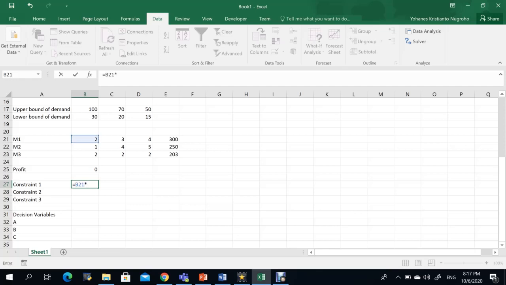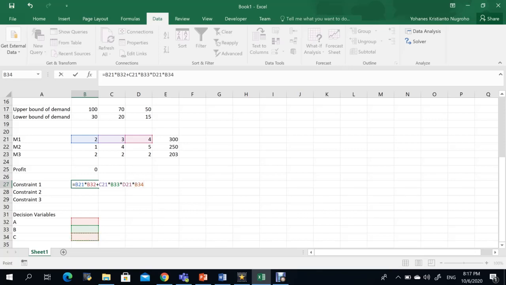This is the cost unit for A plus 3 cost unit times the unit, and C cost unit times the number of C produced.